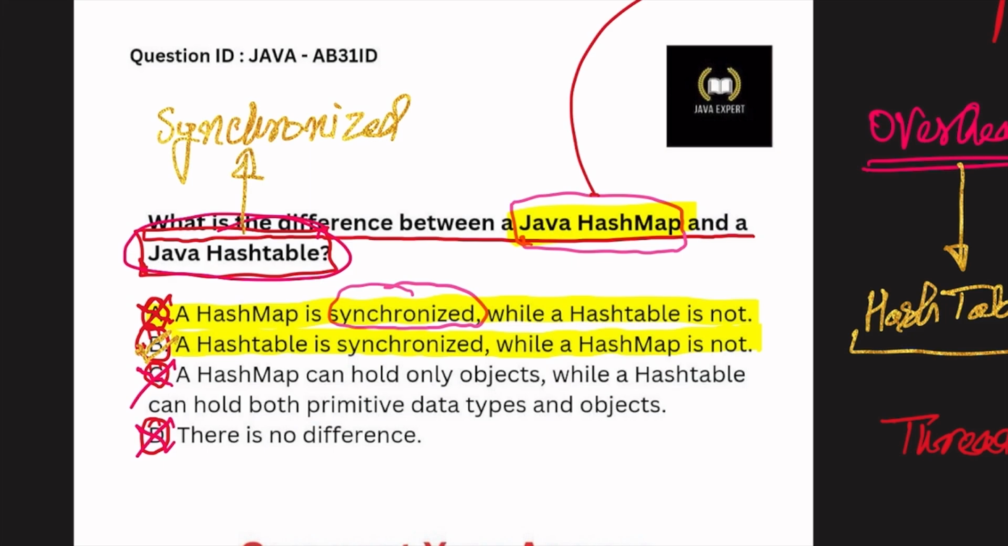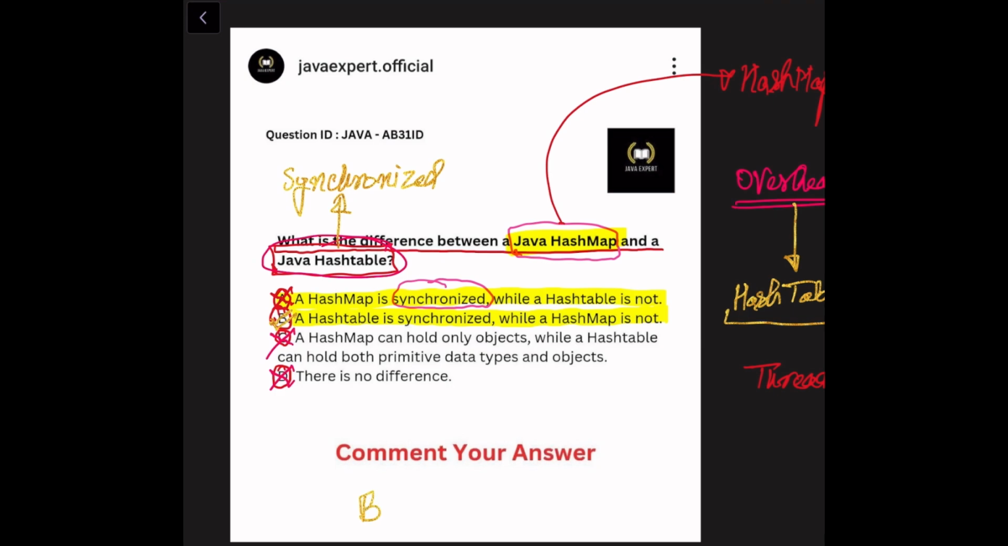Hash map is not synchronized. The question is saying a hash table is synchronized while a hash map is not. If I talk about hash map, it is not synchronized and it is not thread safe. And if I talk about hash table, it is synchronized, making it thread safe. So that is why option B is correct. Okay, that's all for this question. Now we have completed the question.